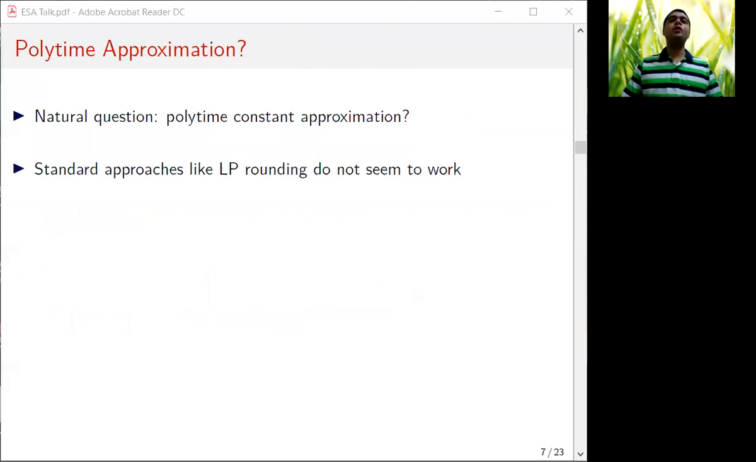And as I said, polynomial time constant approximations are known for all the variations that I was talking about earlier. So the natural question is, can you do the same thing for the capacity constraints? But this kind of seems difficult. Approaches like LP rounding, which are natural candidates for capacitated problems, don't really seem to work.